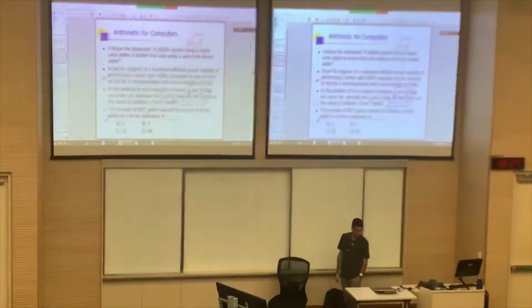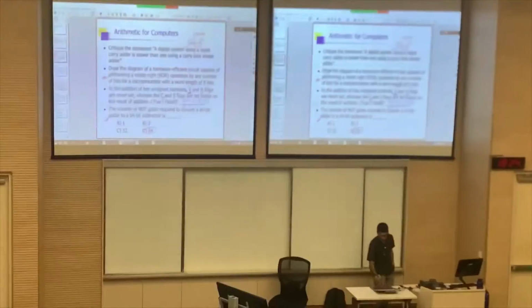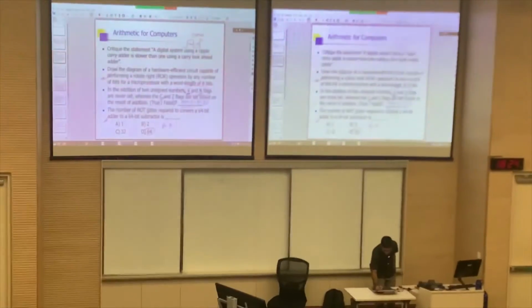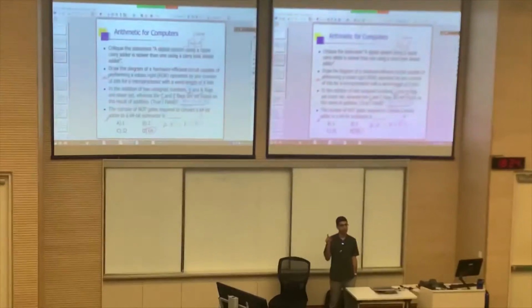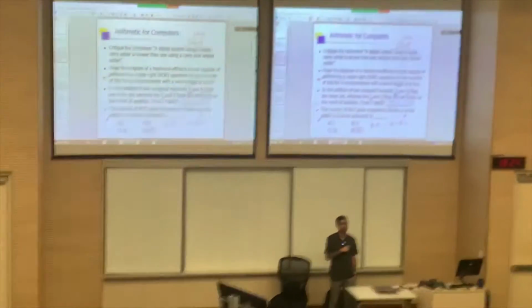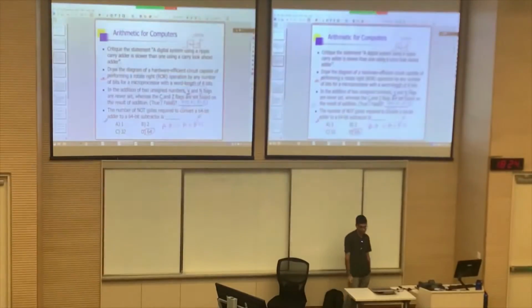Now, the number of NOT gates required to convert a 64-bit adder to a 64-bit subtractor is 64, because you have to flip every single bit. A minus B is A plus B bar plus 1. And this B bar, or complement of B, is 1's complement of B, which requires every single bit in B to be flipped.